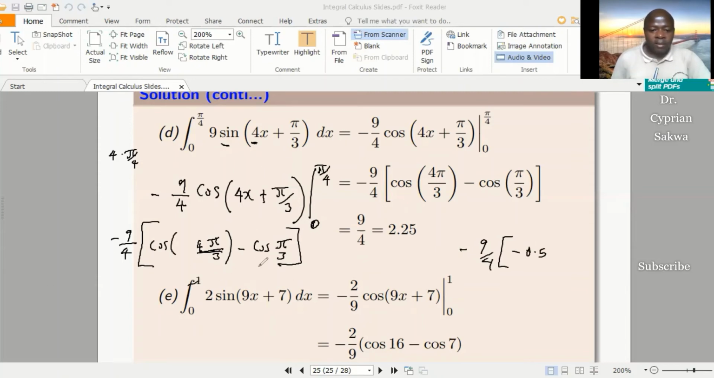And what about this other one? Cos of this is the same as 180 divided by 3, which is 60. What about cos of 60? Cos of 60 is positive 0.5, but there's a negative here, so negative 0.5. So this is negative 1. Negative 1 times negative 9 over 4 gives me positive 9 over 4, which you can also write as 2.25.